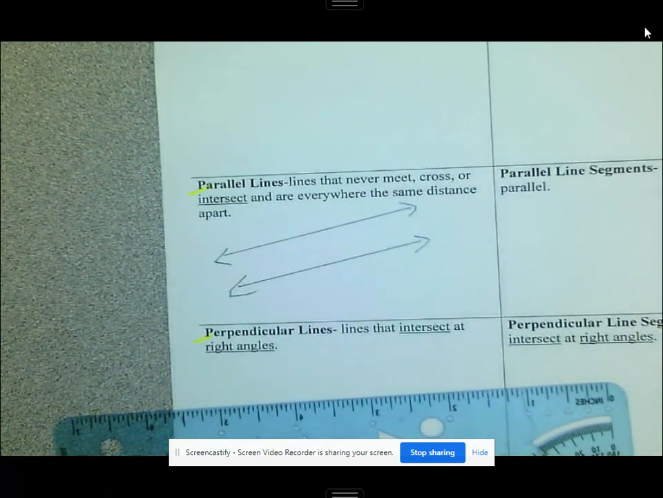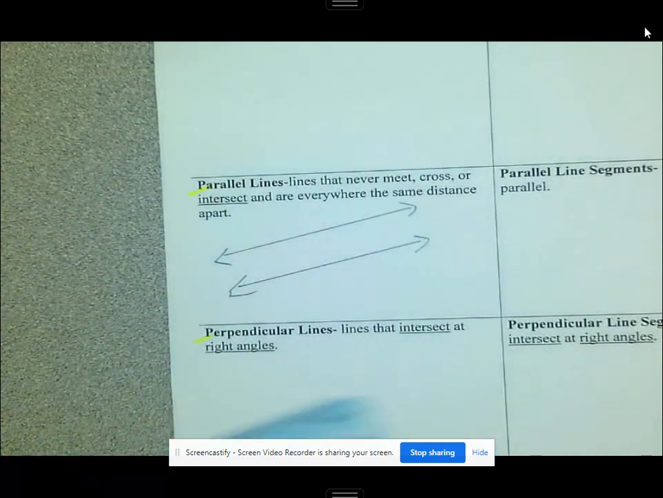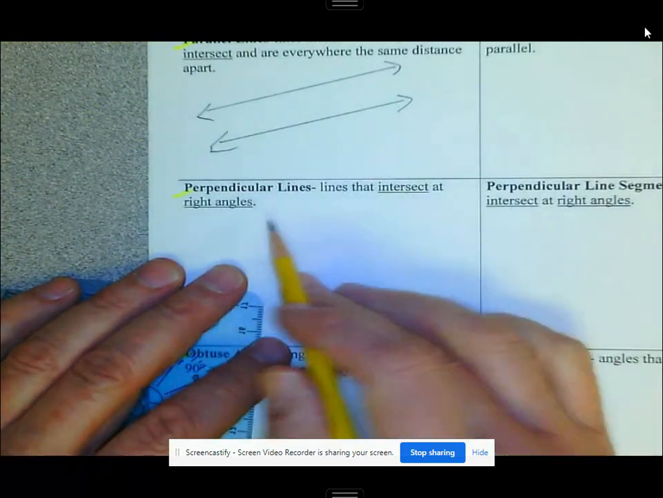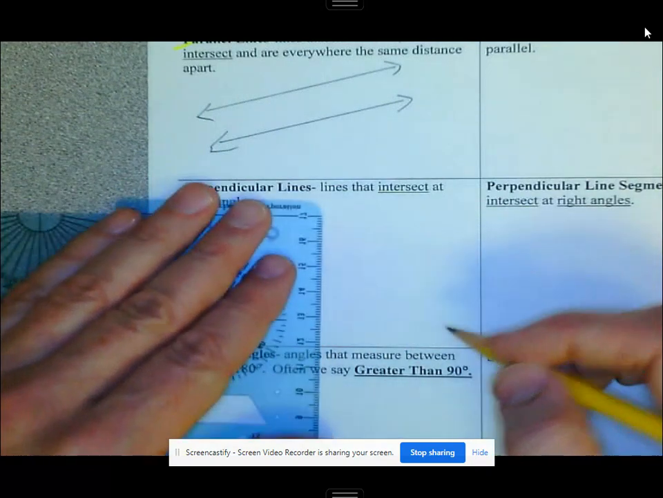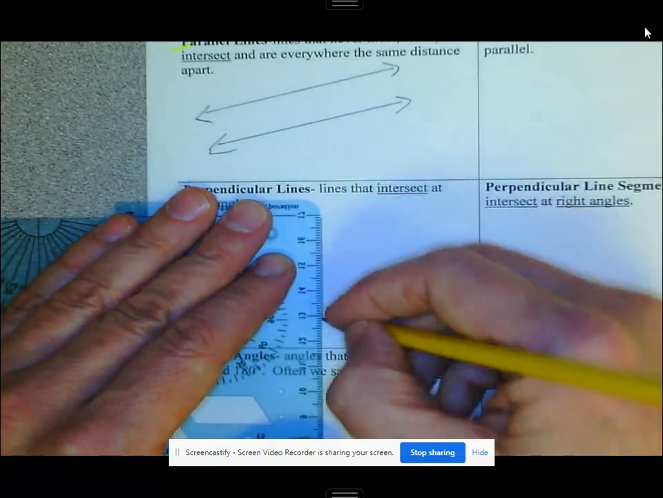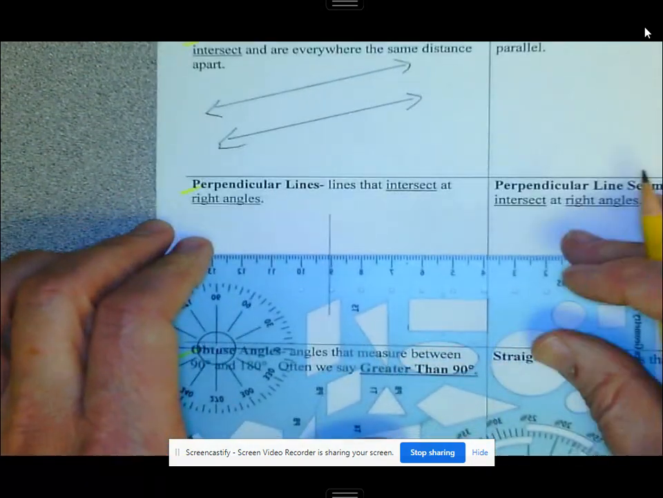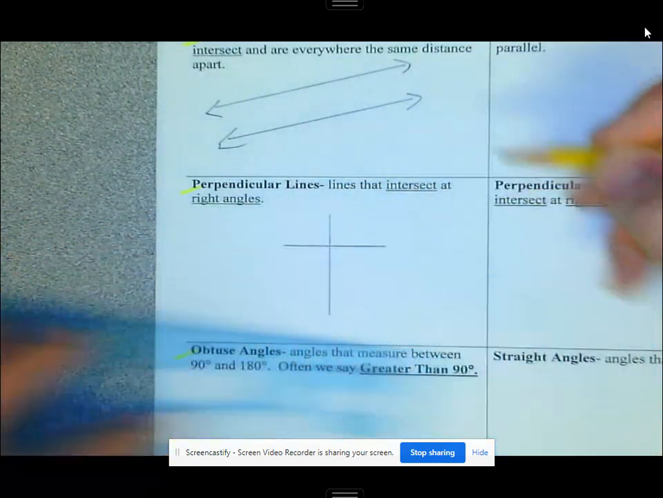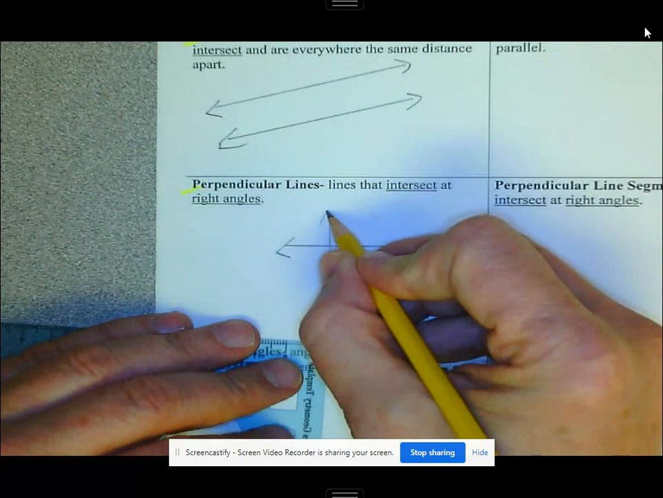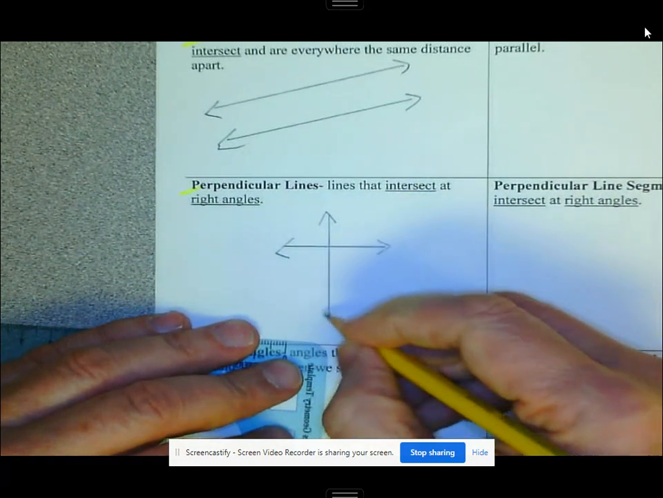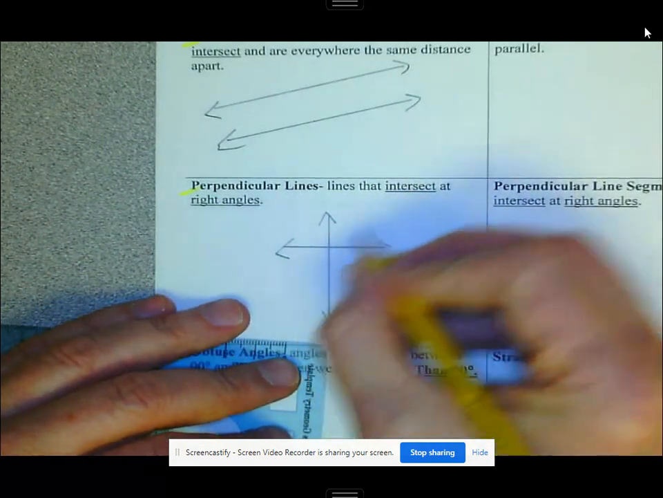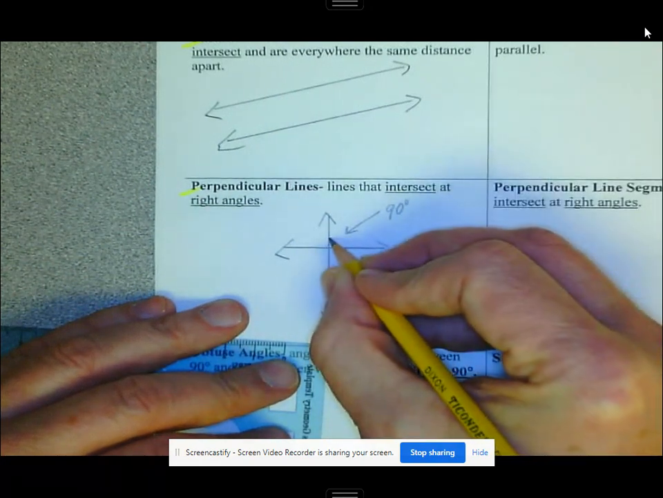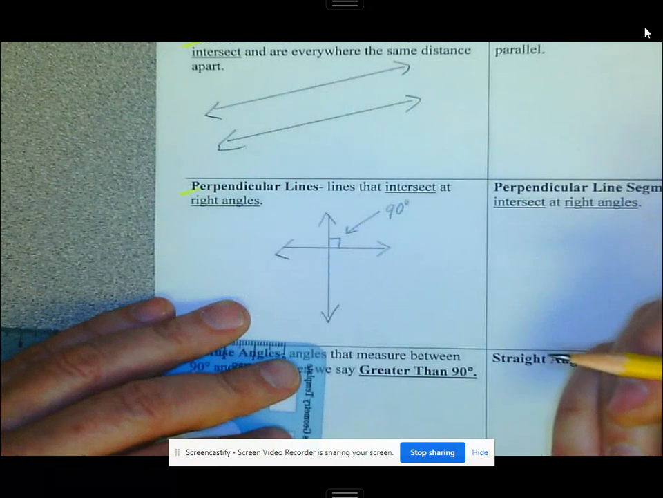Another set of specific lines are perpendicular lines, and these lines do intersect, but they intersect at something called a right angle. Often the letter T could be considered having two perpendicular lines because they intersect, forming a right angle, also known as a 90-degree angle. And so right in there, we have a 90-degree angle, often indicated like that.